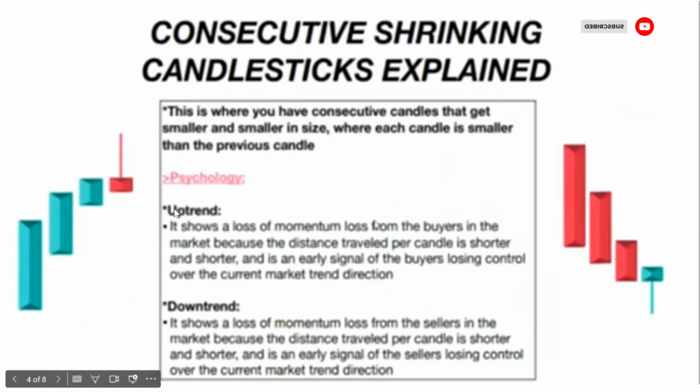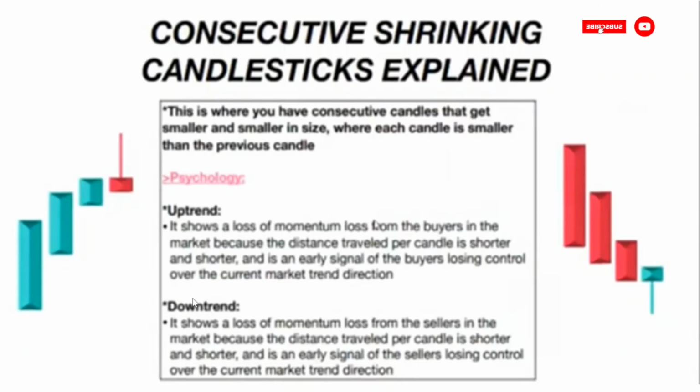So the uptrend over here, which I showed you guys, shows a loss of momentum from the buyers in the market, because the distance traveled per candle is shorter and shorter, and it is an early signal of the buyers losing control over the current market trend direction, which I showed over here.